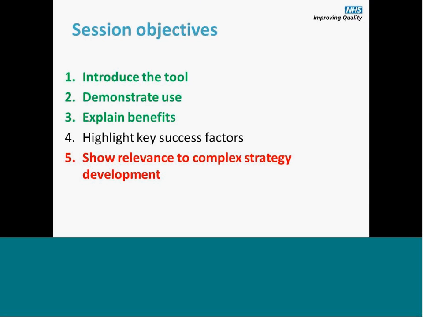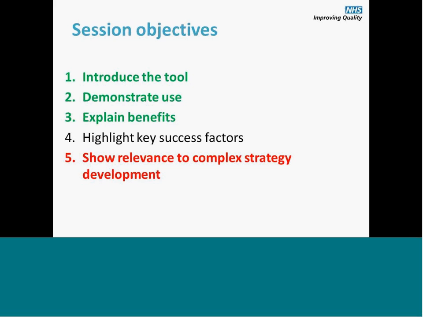Okay, so I think we've now done a reasonable job, hopefully, of introducing the tool and demonstrating how it's used at a fairly basic level. I've talked about some of the benefits. I'm going to talk about this because obviously you are interested in it from the point of view of the complex healthcare system that you work within and that you're trying to change.